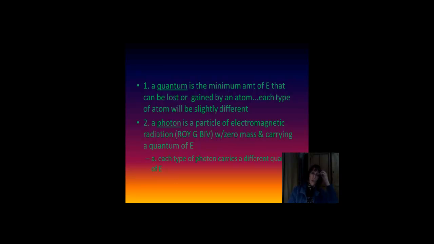Now, number 2, a photon is a particle of light, or electromagnetic radiation, with 0 mass, but it carries a little set packet of energy, and all the photons are different. So red photons have different amounts of energy than orange photons.